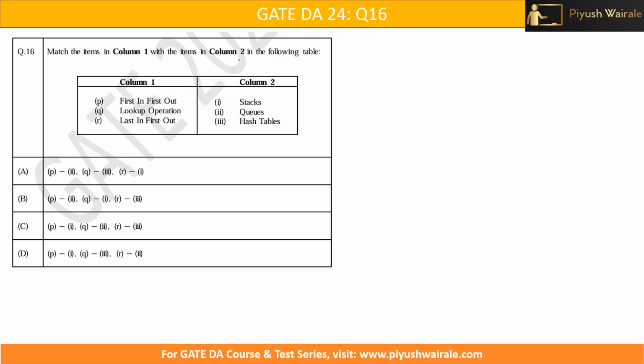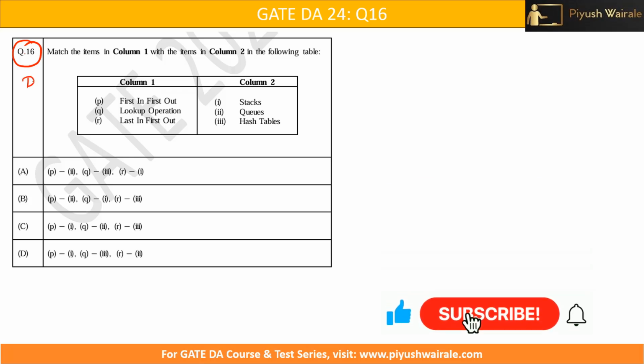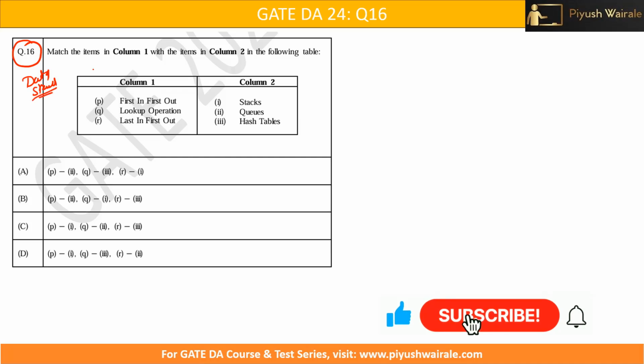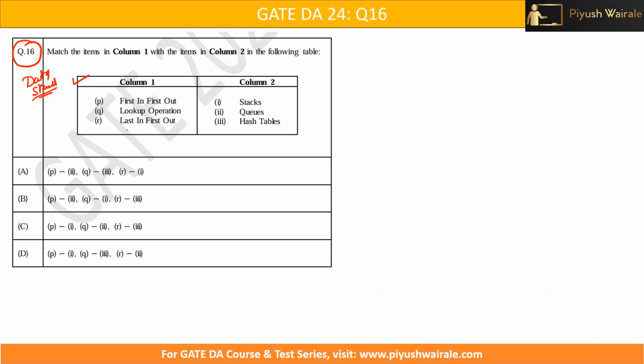Hello everyone. In this video, we are going to discuss question number 16 of the GATE DA exam. This question is based on the data structure part. It is a match the following question. In column 1, we have different techniques: first in, first out, lookup operation, last in, first out. In column 2, we have different data structures: stacks, queue, hash table. So we should know how these data structures work.